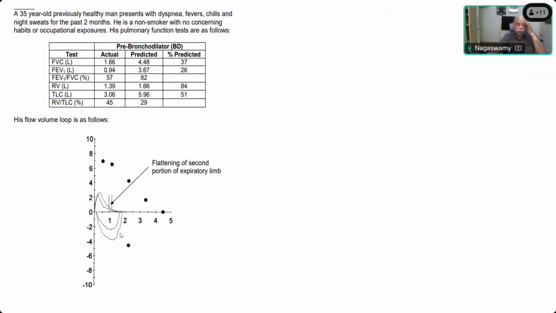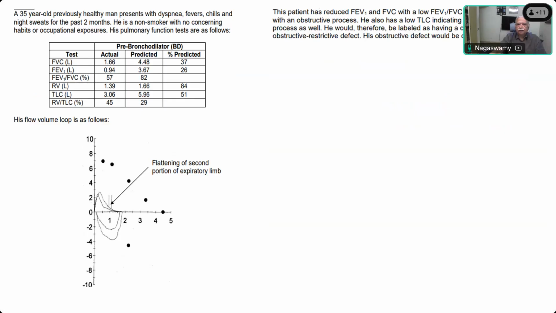This is the flow volume loop. It shows a scooped out appearance, with flattening of the second portion of the expiratory limb. Both restrictive and obstructive. Consistent with an obstructive process, he also has a low TLC indicating a restrictive process. So he would be labeled as having a combined obstructive and restrictive disease.